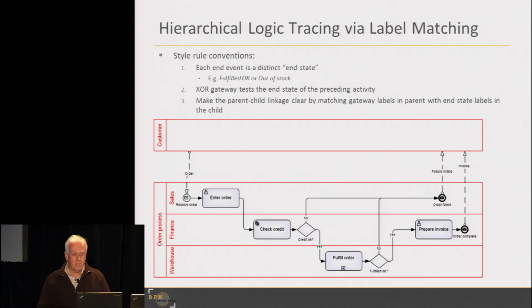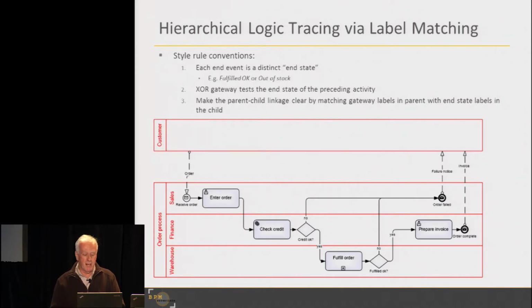So to solve this hierarchical problem, we use certain conventions and mechanical devices to be able to trace the logic between, say, one page of this stack of pages of the model and another. And so here's an example of it. A convention is that each end event of a process or subprocess should represent a distinct end state. That's allowed by the BPMN spec, but it's not required. So method and style says, no, it's required. And there are validation rules. If you don't do that, it will give you an error.